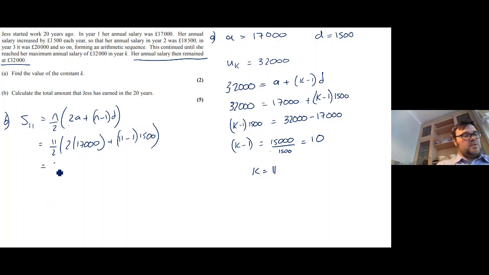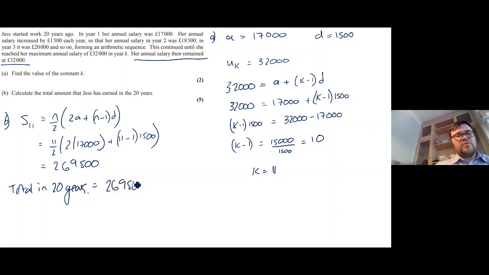So that this then is equal to 269,500. So to have the total for 20 years is 269,500 plus 9 times 32,000, which is equal to 557,500. So over $500,000. In that 20 years, she has earned over $500,000, 557,500.